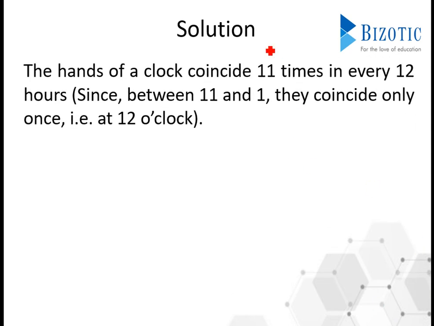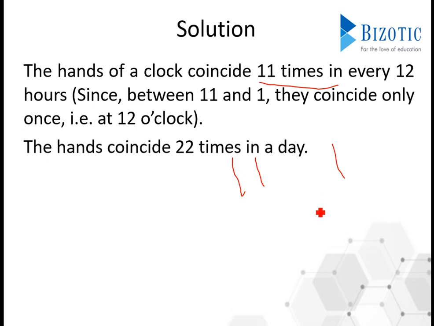They will coincide 11 times in 12 hours, because between 11 and 1 o'clock they coincide only one time, which is at 12 o'clock. So 11 times in 12 hours will be 22 times for one day, or 24 hours. So your answer will be option C, 22.